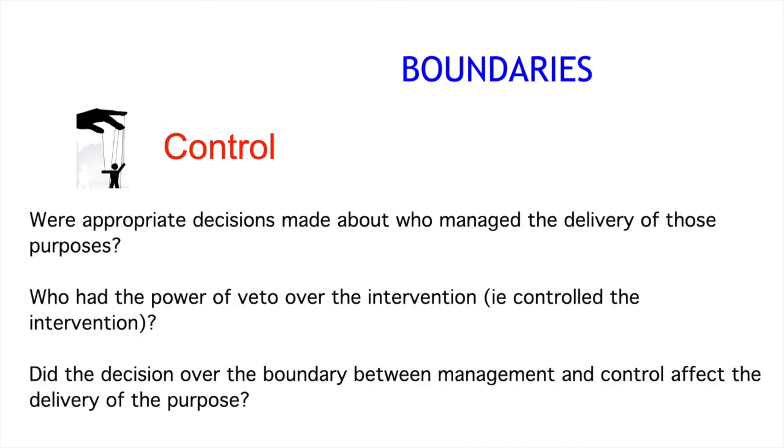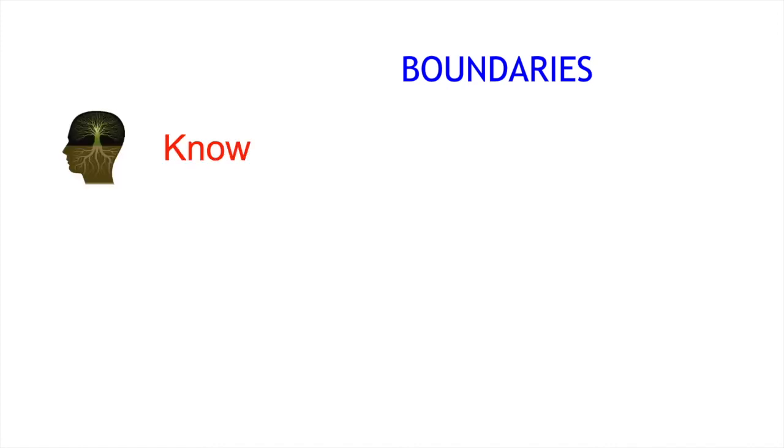In terms of control, were the appropriate decisions made about who managed the delivery of those purposes? Who had the power of veto over the intervention? Who actually controlled the intervention rather than managed it? And the decision that was made over the boundary between management and control, to what effect did it affect the delivery of those particular benefits?